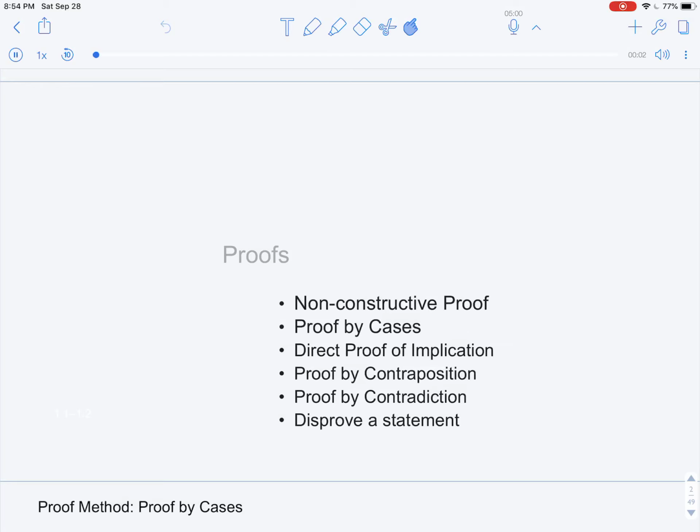In this video, we'll review proofs. We'll give examples of non-constructive proofs, proof by cases, direct proof of an implication, proof by contraposition, proof by contradiction, and finally, how to disprove a statement.